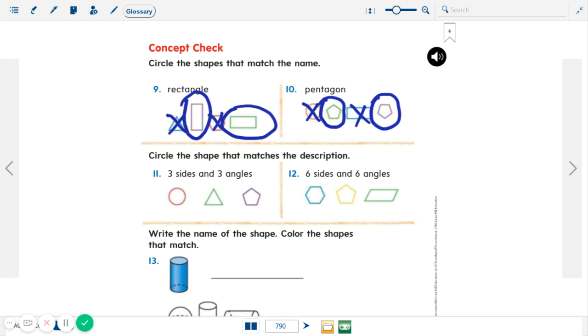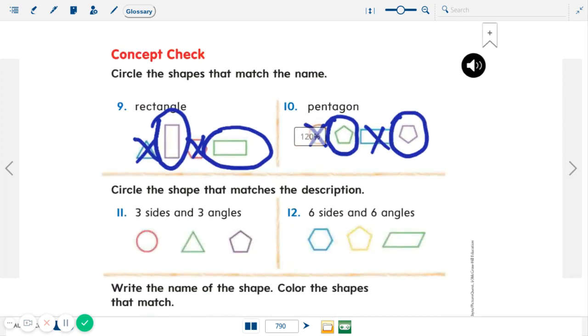Alright, now let's move on to numbers 11 and 12. And for these two problems, we need to circle the shape that matches the description. So let's zoom in a little bit so we can see better. For number 11, we need a shape that has 3 sides and 3 angles.